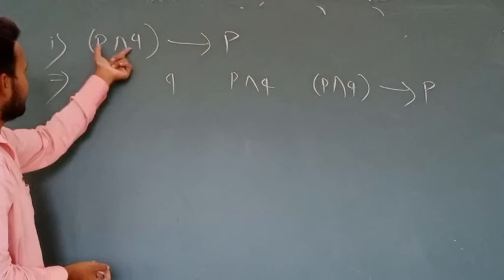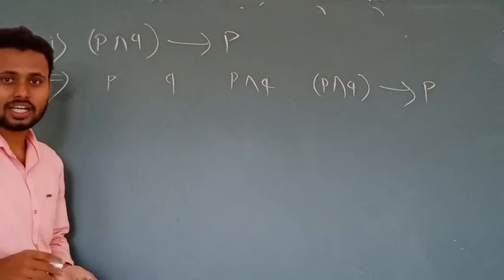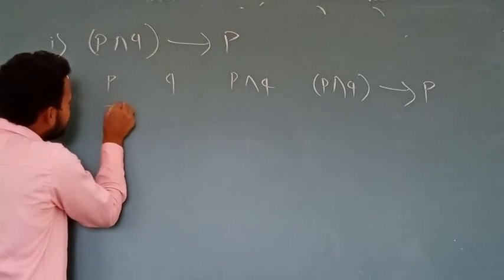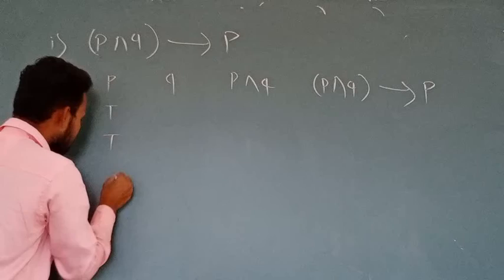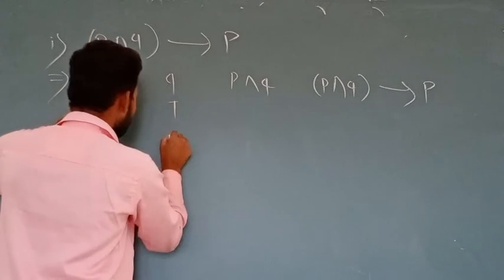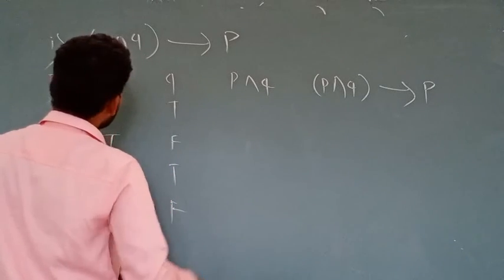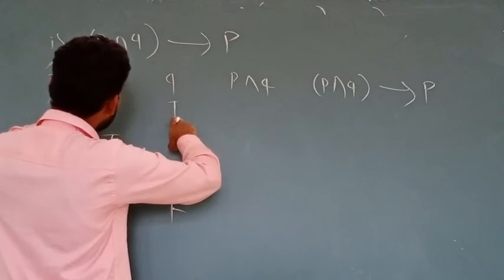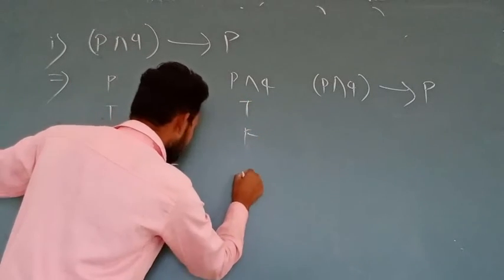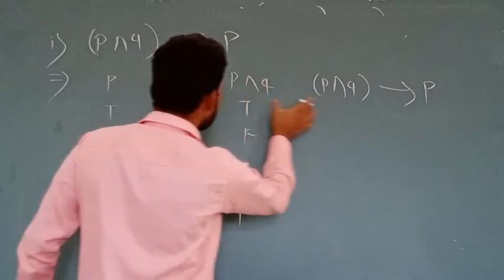Now in the given statement pattern there are two statements, so how many rows? 2 raised to 2, means there are 4 rows. First 2 are T, second 2 are F. Then for Q: T, F, T, F. Now conjunction: you know that in conjunction, if both sub statements are true then the conjunction is true, otherwise it is false. This we get.